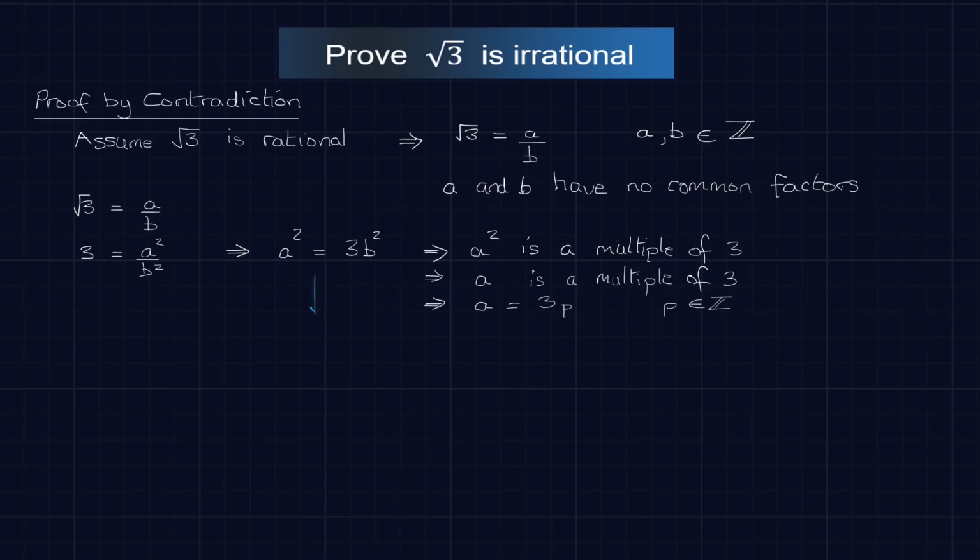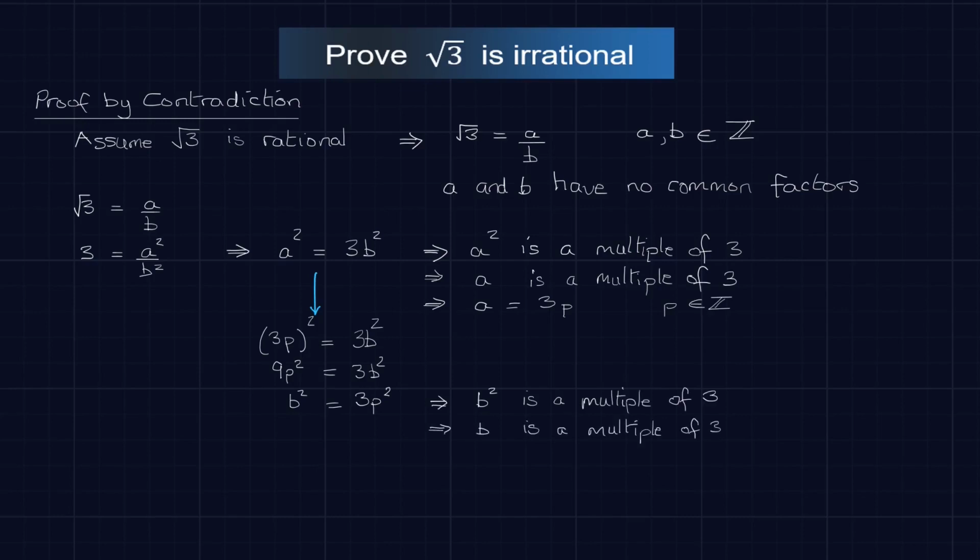Going back to a squared, we can replace the a with 3p, square the bracket, and divide by 3 to get b squared equals 3p squared. You can probably guess what comes next. We can now see that b squared is a multiple of 3, which again means that b must be a multiple of 3. Hence, a and b are both multiples of 3. In other words, they have a common factor of 3.